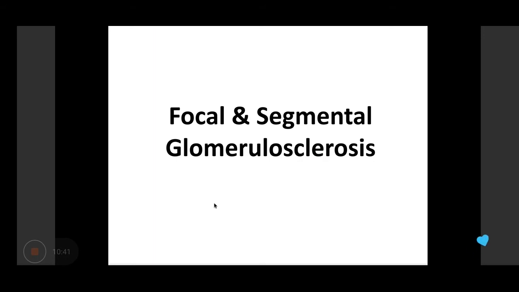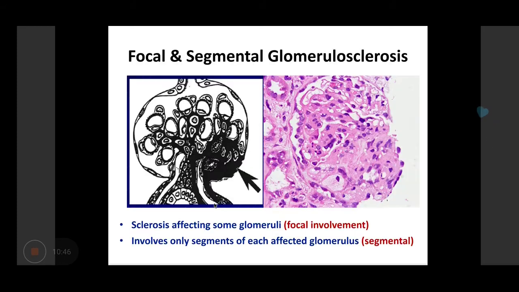Now we come on to the description of focal and segmental glomerulosclerosis. As we discussed in last time's lecture also, what is focal and segmental glomerulosclerosis? Focal basically means that only some of the glomeruli of the kidney are involved, and not all of them. And also, in addition to that, only a part of the glomerular tuft is involved. That is, a segmental involvement is present. The entire tuft is not involved.